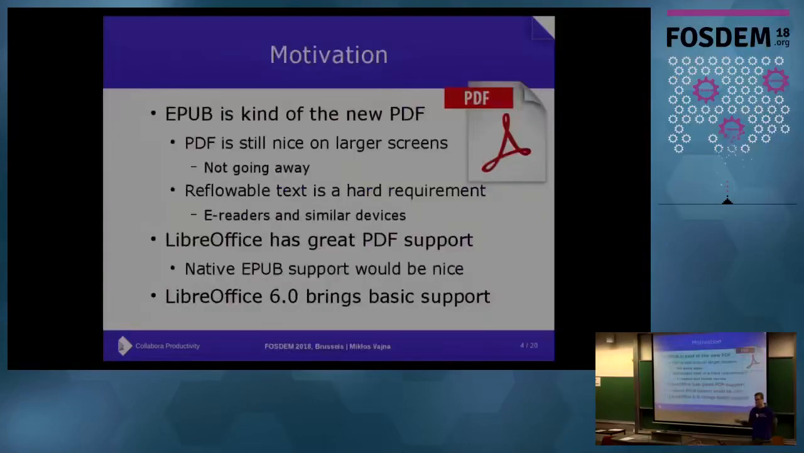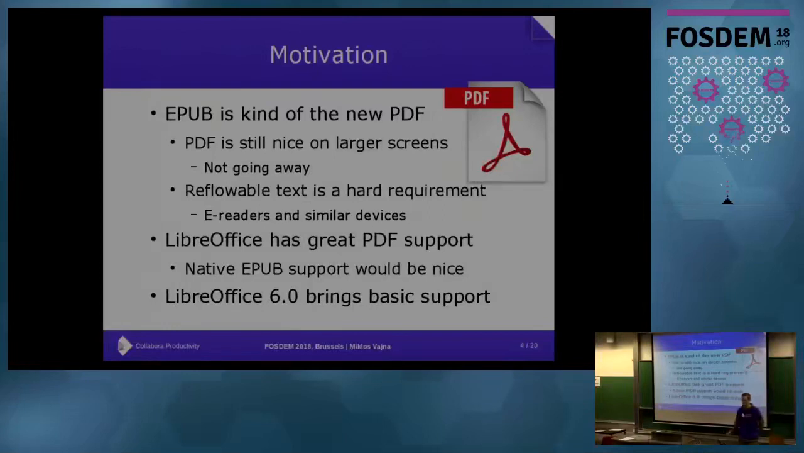I keep mentioning that in LibreOffice, but that's a Writer export filter. So far, this is only limited to Writer. So why do we need one more export filter, making the LibreOffice code base even more bloated? The motivation is that if you have some mobile phone or tablet or an e-reader or something like that with a small screen, then for your use case, EPUB is kind of the new PDF.